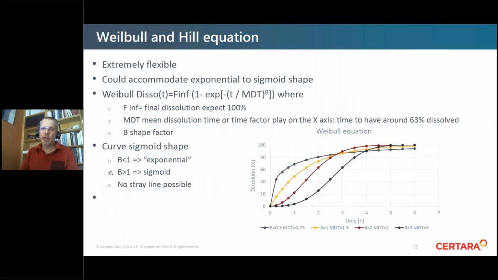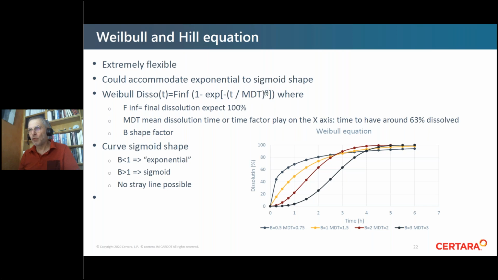Why are Hill and Weibull equations very often used? They are very often used because they are extremely flexible. For example, here, which is the Weibull equation, you have the F infinity, which corresponds to the maximum quantity which was dissolved and or absorbed. You have the MDT, which is the mean dissolution time, and B, which is the slope factor.